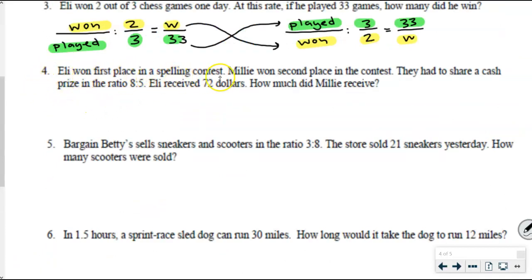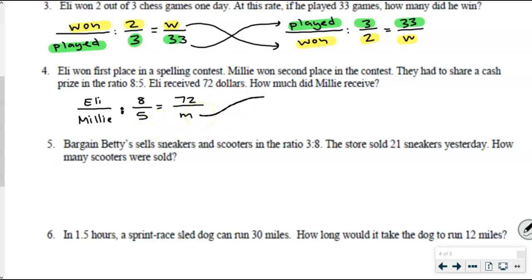Eli won first place in a spelling contest. Millie won second place. They had to share a cash prize in the ratio 8-5. It doesn't specify, but I would be willing to bet that since Eli won, he's getting the greater part of that ratio, right? And Millie, who took second, is going to get the lesser part. So I'm going to put Eli compared to Millie in the ratio, assuming Eli is the 8 and Millie is the 5. That is going to be equal to Eli receiving $72, Millie receiving an unknown amount. We're going to call that M. You can call it X, you can call it anything that you want.